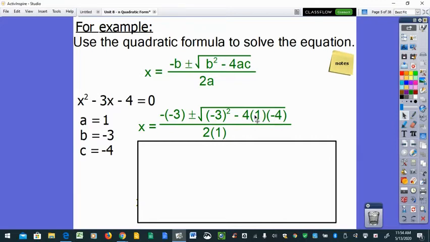Right now I'm going to talk it through not using the calculator, but just be careful. You've got to have this negative 3 in the parentheses when you put it in the calculator. So first of all, the opposite of negative 3 is going to give me a positive 3. The negative 3 squared would give me a positive 9. And you're going to notice there's 3 things being multiplied here, and 2 of them are negative. So this would be negative 4 times 1 is negative 4, and negative 4 times negative 4 is a positive 16. And the bottom is just 2.